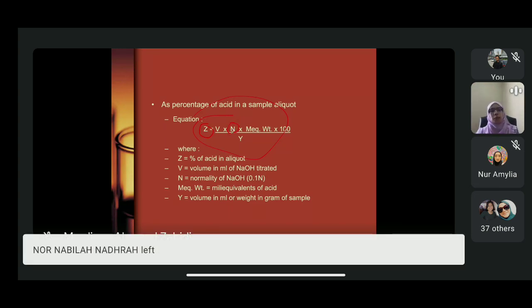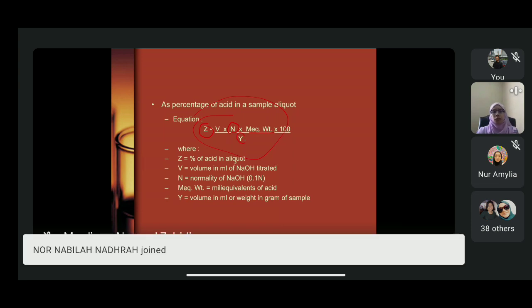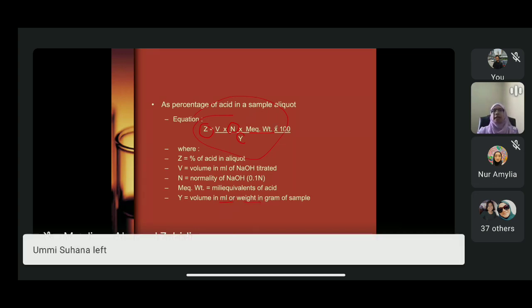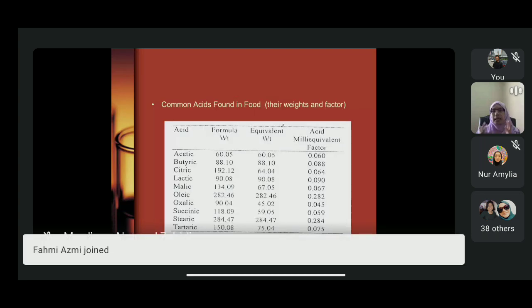If you use 0.5, of course you need to change to 0.5. Milli equivalent weight, this one normally will be given in your question statements, or you can refer to the table. Okay, and then divide by Y. Y is the volume. Either you select volume in milliliter or weight in gram of the sample. And since we want to express this answer in percentage, of course it needs to be times by 100.